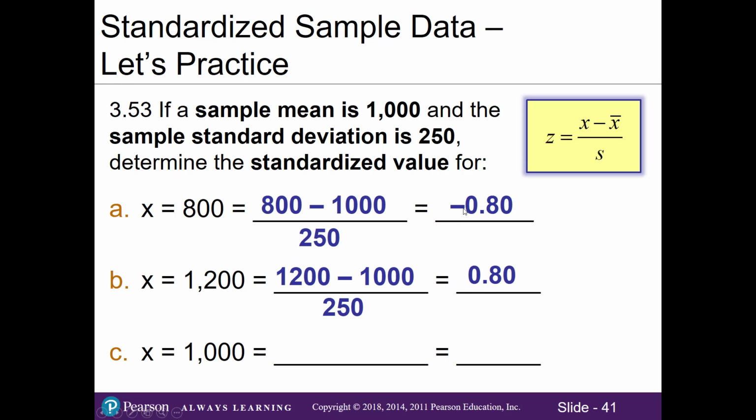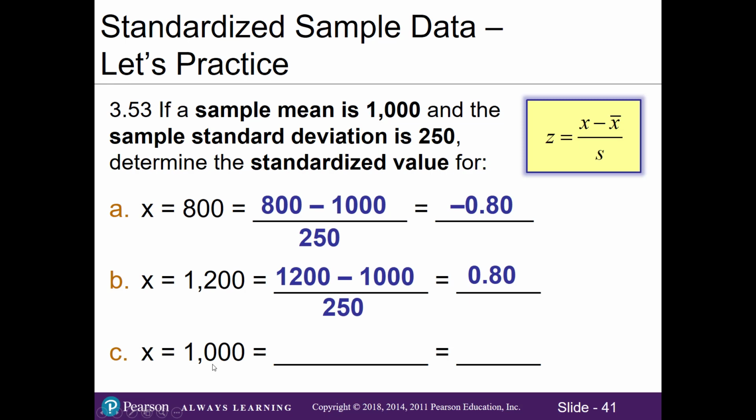Now, you'll notice I said below in part A and above in part B because negative tells us we're on the left side of our distribution. It's below the mean. And positive is above or greater than our mean. You can also look at our numbers here and understand 800 is below our mean of 1,000 and 1,200 is above our mean of 1,000.